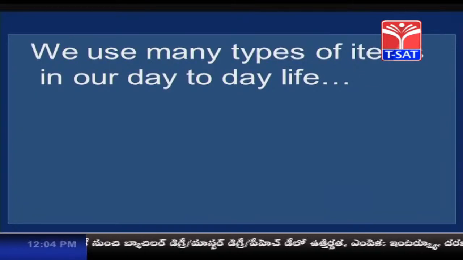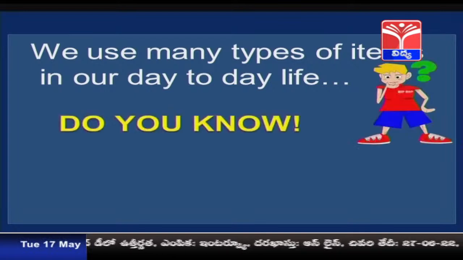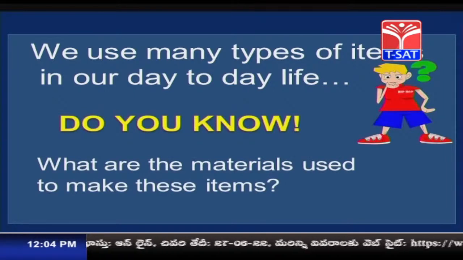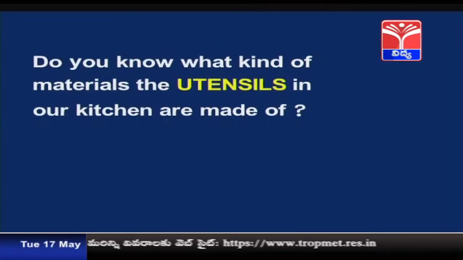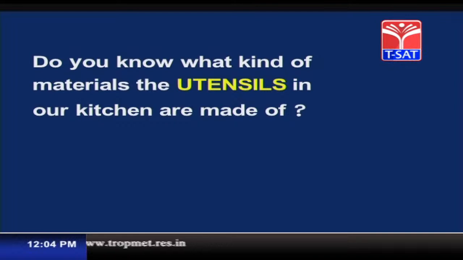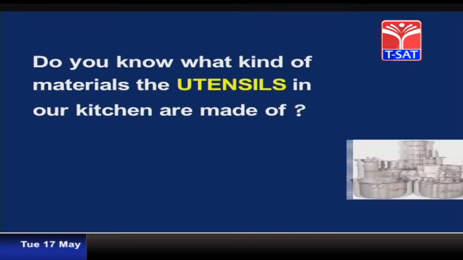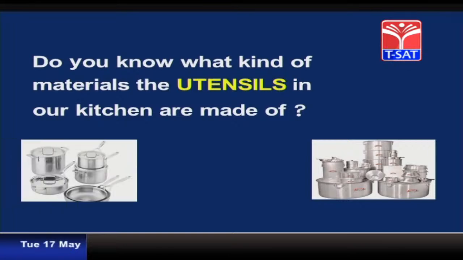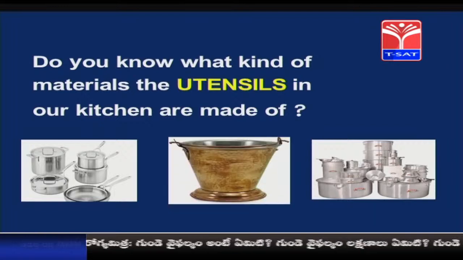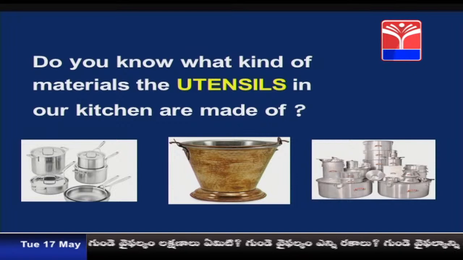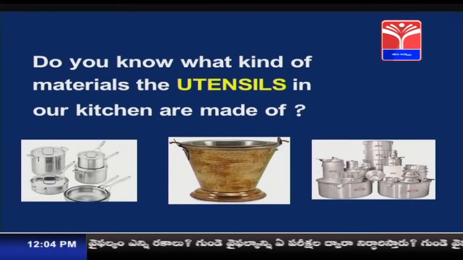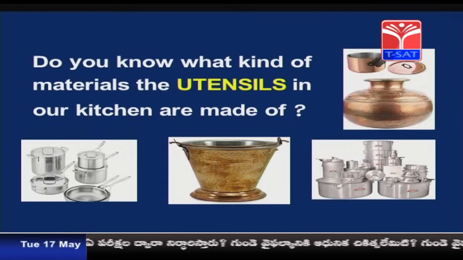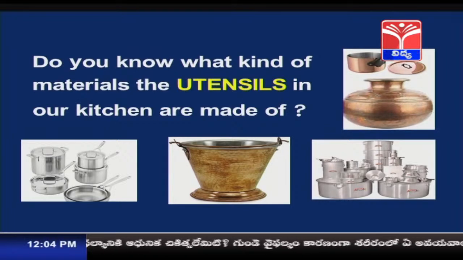Now, we use many types of items in our day to day life. Do you know what the materials used to make these items are? Do you know what kind of materials the utensils in our kitchen are made up of? Now, let us see, we will find many items in our kitchen. What are these? Yes, these are aluminum vessels. These are steel made up of iron, nickel, chromium. It is an alloy. It is a bucket made up of brass. It is an alloy of copper and zinc. It is copper. We will find these sorts of vessels in our kitchen.